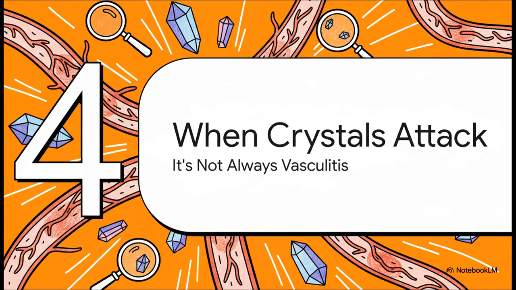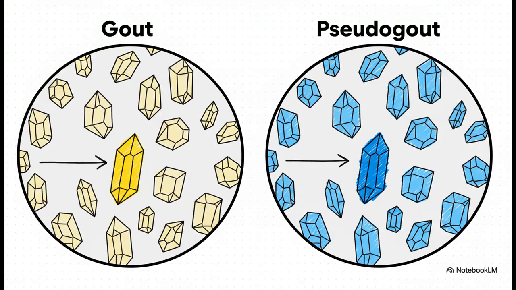Let's do another case of mistaken identity. When you see a painful, swollen joint, you might think of something like IgA vasculitis. But what if the inflammation isn't coming from the blood vessels at all? What if the real culprit is microscopic crystals setting up shop where they just don't belong? And that brings us to the classic crystal showdown: gout versus pseudogout.